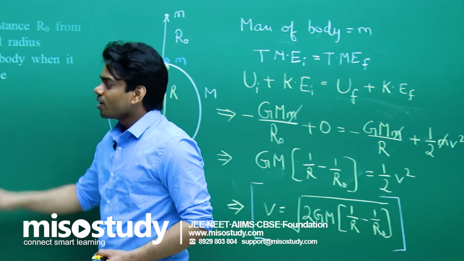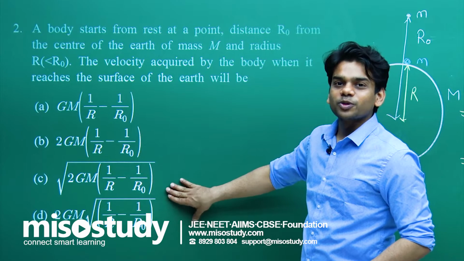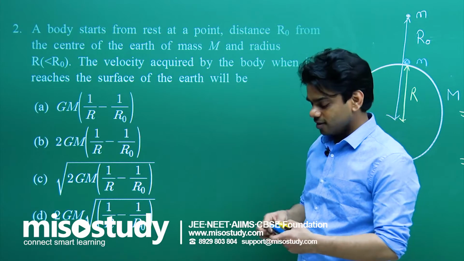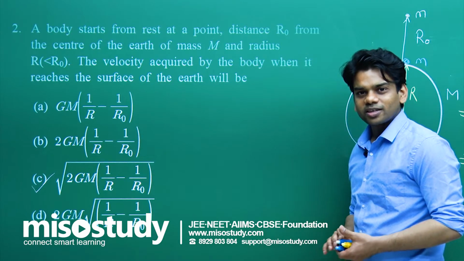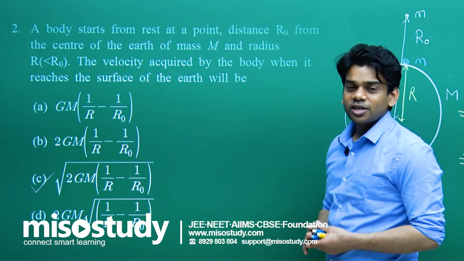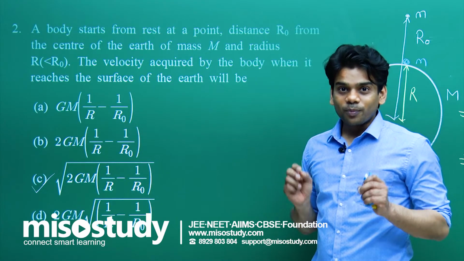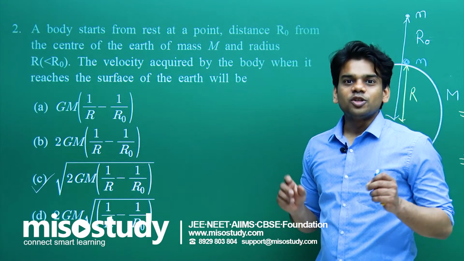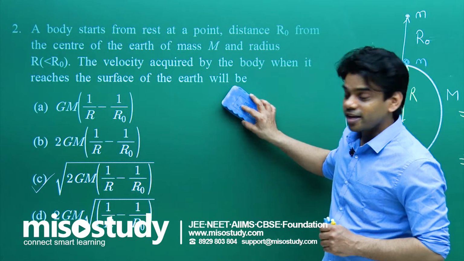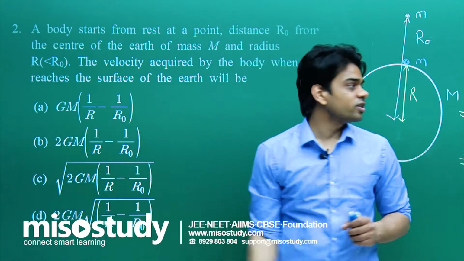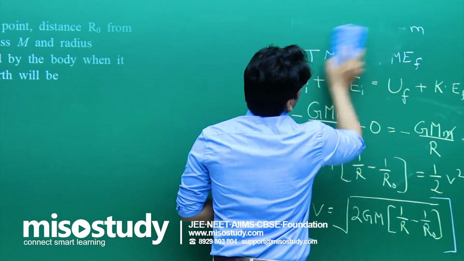Let's check. V is equal to under root 2 GM 1 upon r minus 1 upon r0. This is option number C, which matches with the right answer. So let's mark option number C as the right answer. I hope that you understood how to solve such kind of question. You should know the formula for potential energy, and should know that from conservation of mechanical energy, the total energy remains conserved if no external force does any work on the system. So no work done on the system by external force, so energy will remain conserved. That is what we have applied here.